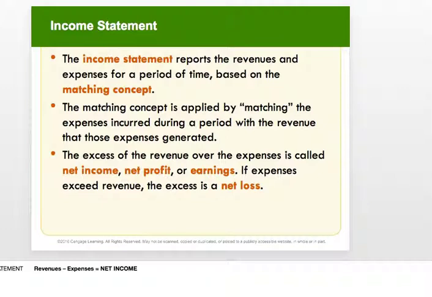It's going to report revenues and expenses for a period of time. And I've typed this down for you here. I'm going to move it over. The formula for the income statement that you do need to memorize is revenues minus expenses equals net income. That's the formula for the income statement. You must memorize that. And the slide tells us that the matching concept is applied here because we're going to count the expenses that were incurred during the period when the revenue was earned, and we're going to match those up against each other to tell whether we have an income or a loss.